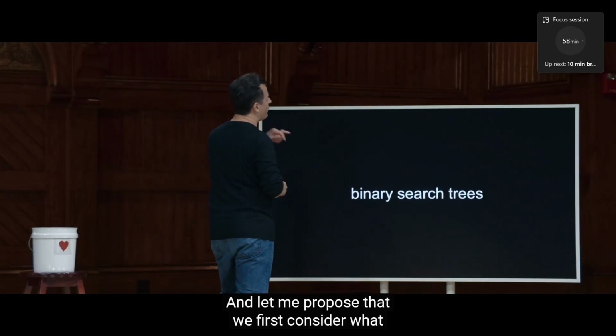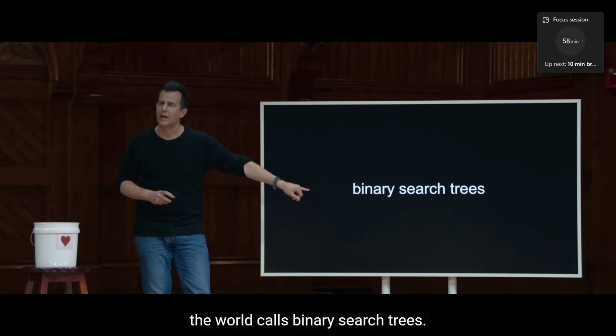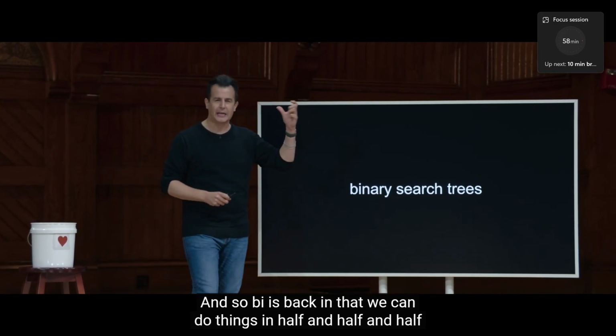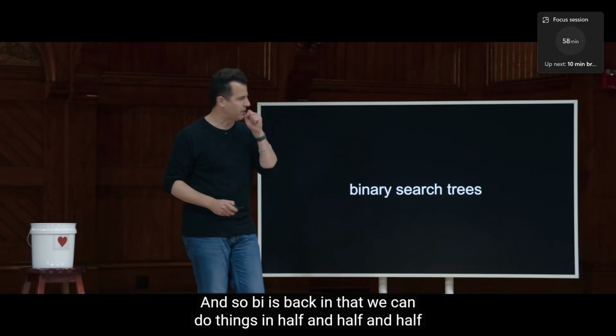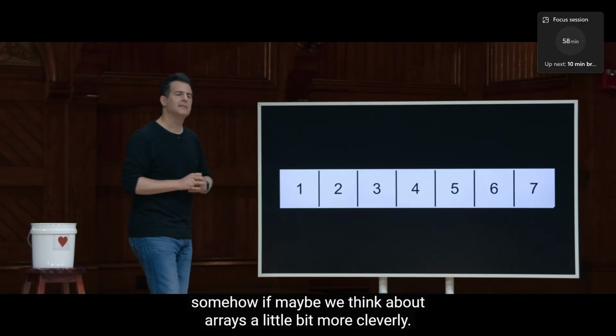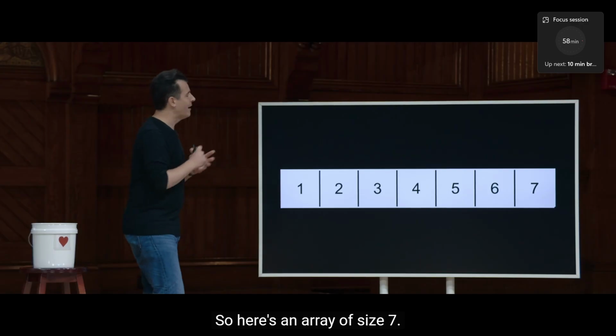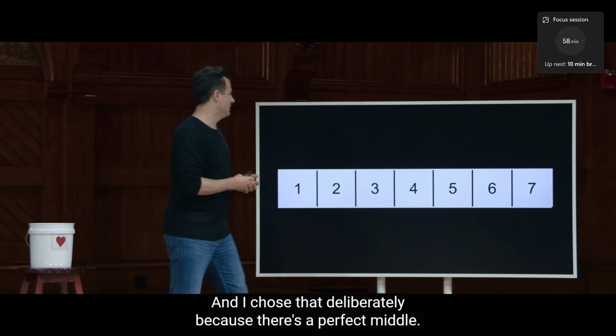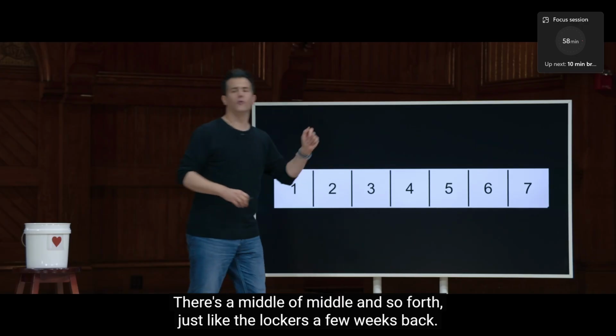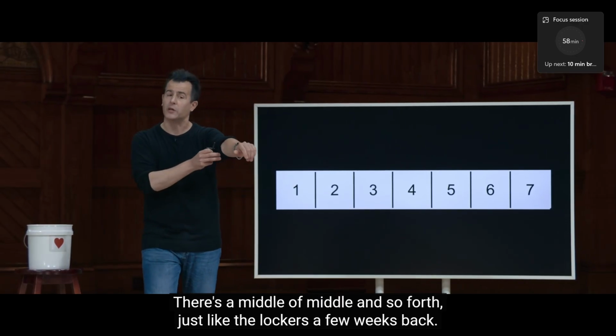And let me propose that we first consider what the world calls binary search trees. And so "bi" is back, in that we can do things in half and half and half somehow if maybe we think about arrays a little bit more cleverly. So here's an array of size 7. And I chose that deliberately because there's a perfect middle, there's a middle of the middle, and so forth, just like the lockers a few weeks back.